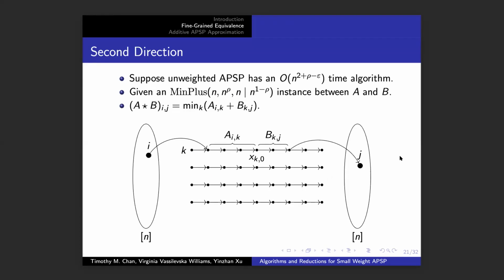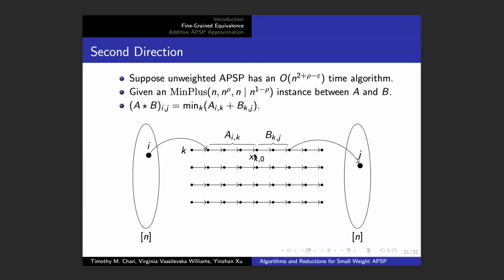Now for the second direction, suppose unweighted APSP has an O of n to the 2 plus rho minus epsilon time algorithm. And we want to use that to get a faster algorithm for these min-plus product instances. Recall that we want to compute a matrix A star B, where the ij entry is the minimum over k of A_ik plus B_kj. So given the min-plus product instance, we create the following graph. On the left, there are n vertices denoting indices i. On the right, there are n vertices denoting indices j. In the middle, there are n to the power of rho paths, and each path has roughly n to the 1 minus rho vertices on it.